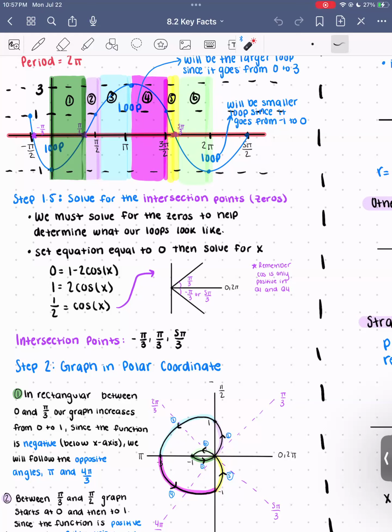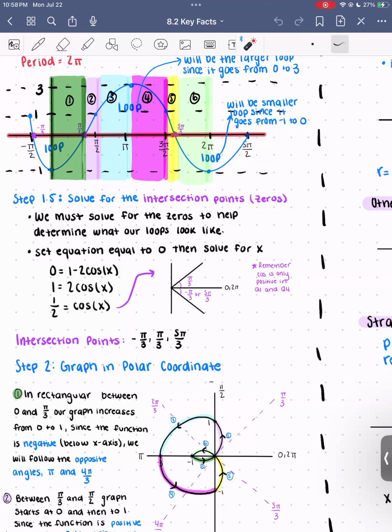So then our step 2 is going from pi over 3 to pi over 2, going from 0 to 1. Since we are now above the x-axis, we are just going to follow that in itself. We're going to go from pi over 3, so this angle line right here. So we have our point here because it's at 0. And then at pi over 2, it's equal to 1. So we're going to go up to pi over 2 and 1. So that's how we get this line of the graph. So that's our second part.